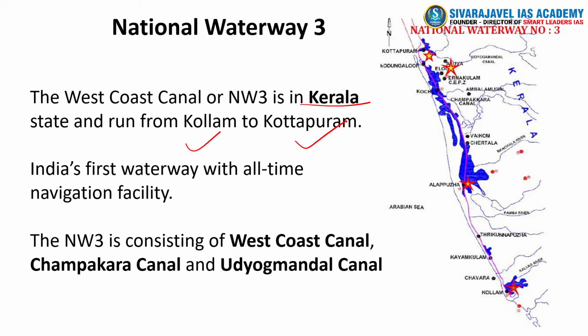And something specific here is it is India's first waterway with all-time navigation facility. That is, it is not seasonal. Throughout the year it is navigable, and it consists of West Coast Canal, Champakara Canal and Udyog Mandal Canal, because such a question was already asked in previous years, where it was about the Buckingham Canal related to the national waterways. So you have to know these 3 canals, and the important one is West Coast Canal, because later we will see something else opposite to this as East Coast Canal.